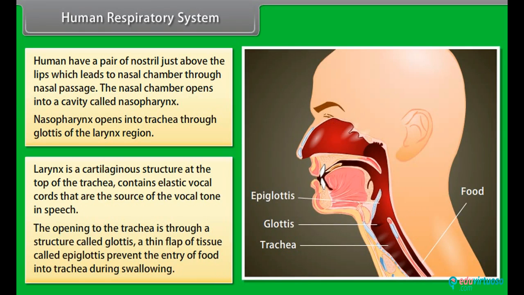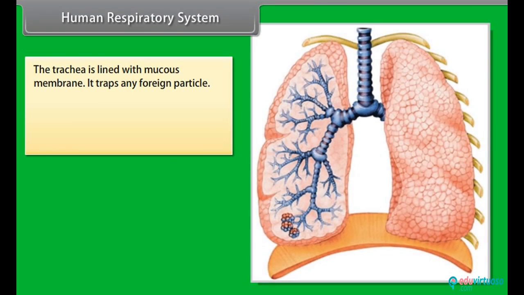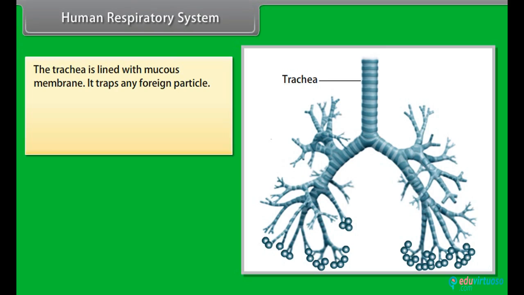The opening to the trachea is through a structure called glottis. A thin flap of tissue called epiglottis prevents the entry of food into trachea during swallowing. The trachea is lined with mucous membrane. It traps any foreign particles.